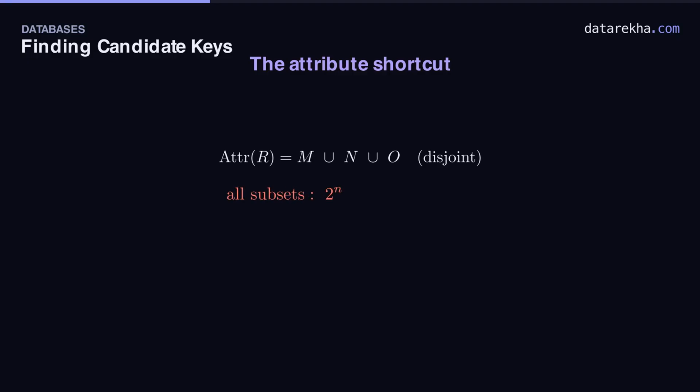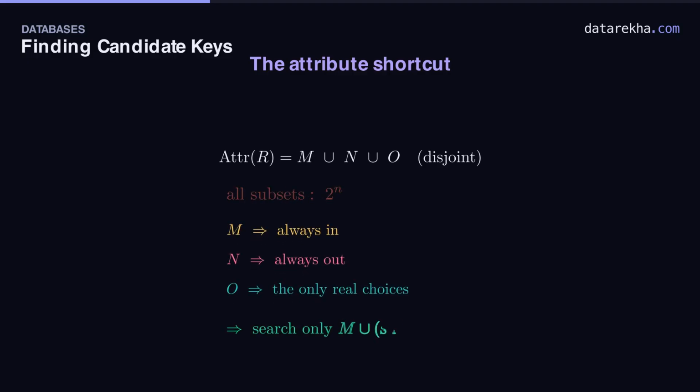Here's why that matters so much. Checking every possible subset of attributes is 2 to the n work. It explodes. But the shortcut fixes most of the answer for free. M is forced in, N is forced out, and only the both-sides group is left to decide. You search a tiny space, not a giant one.